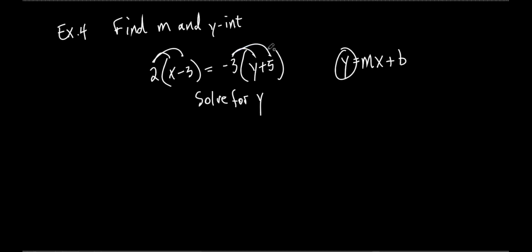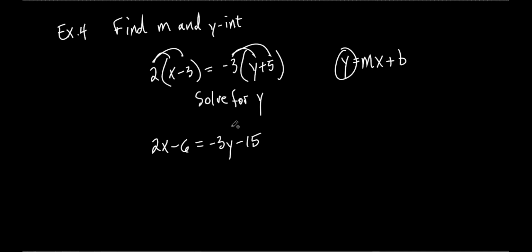Everybody sees that part, right? So let's do it. What do we get? 2x minus 6 equals -3y minus 15. Did you get the minus part? Because you've got to distribute the negative through there as well.